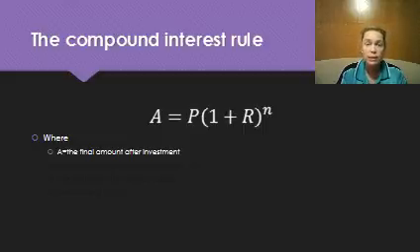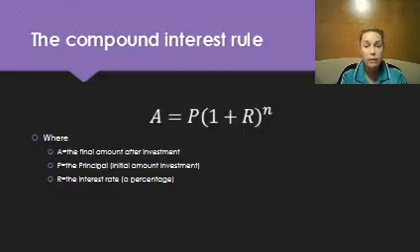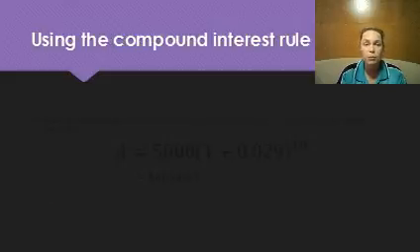P, once again, stands for our principal. So that's the initial amount of the investment. R, again, is the interest rate, and that is a percentage. And here, N is the number of terms for the investment. So let's have a look at another example.